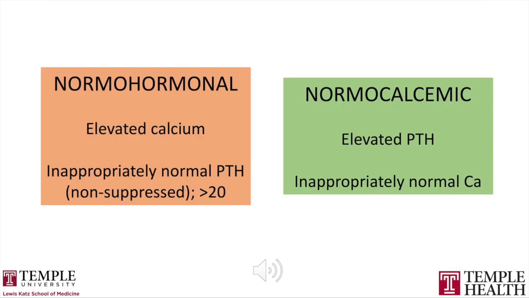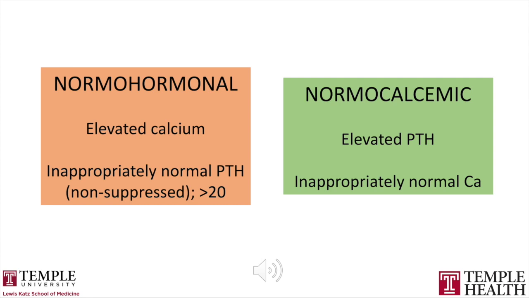So as I mentioned earlier, classic disease is characterized by having an elevated calcium above the upper limit of normal, as well as a concurrently elevated parathyroid hormone level above the upper limit of normal. But there are two disease variants that we will be discussing briefly. I don't think your text goes into these quite as much, and we're not going to spend a lot of time, but you should be aware of these. So one is normohormonal disease, and one is normocalcemic disease.